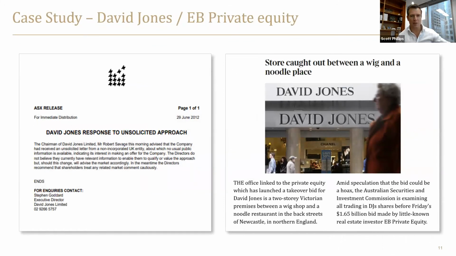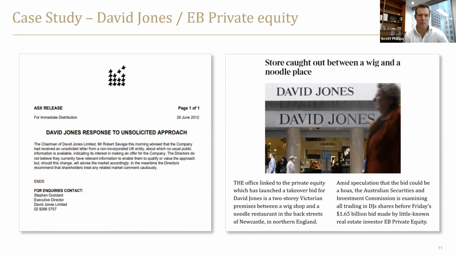We're really piling on our department stores here at the moment, but this one's just too good to not mention. And for those of you who were around in 2012 in Australia, you'll no doubt remember it because it was all the talk of the town. So David Jones got an unsolicited takeover approach from an outfit called EB Private Equity. They were told, and we know this all after the fact, but it wasn't public at the time, they were told that it was about to be leaked on a blog out of Newcastle in Northern England, which is where EB Private Equity was from.